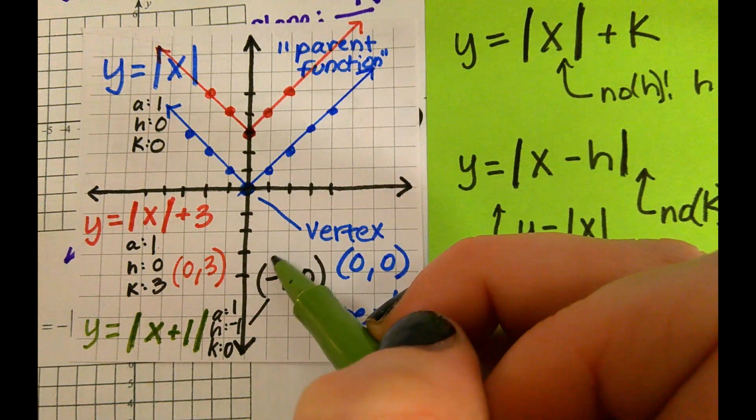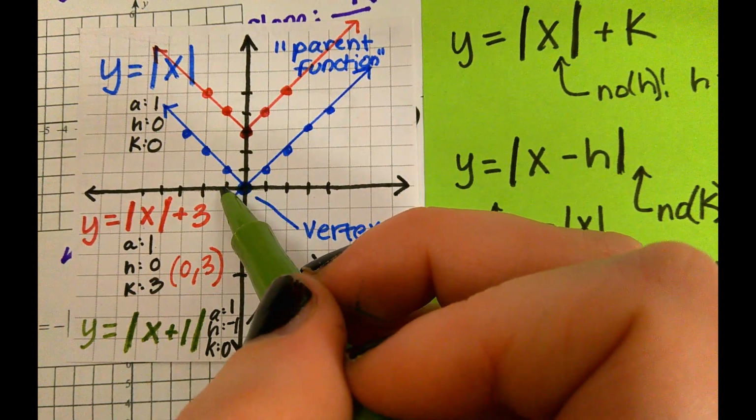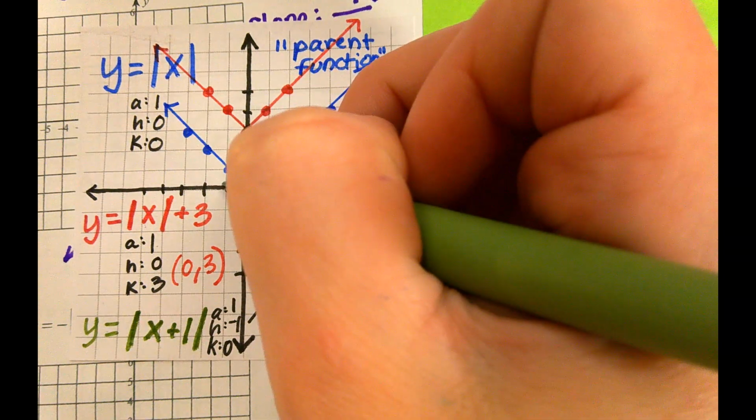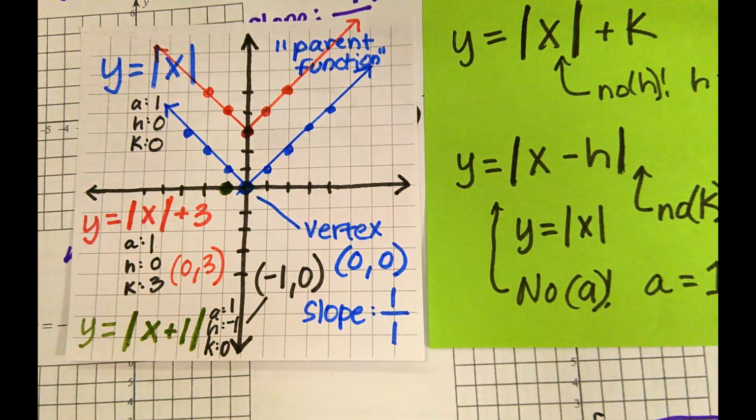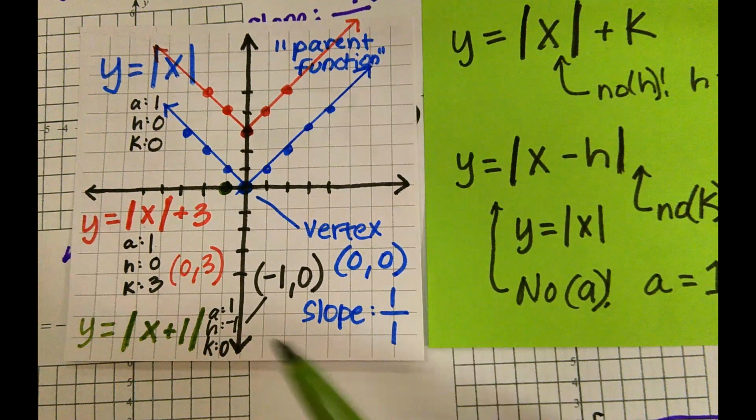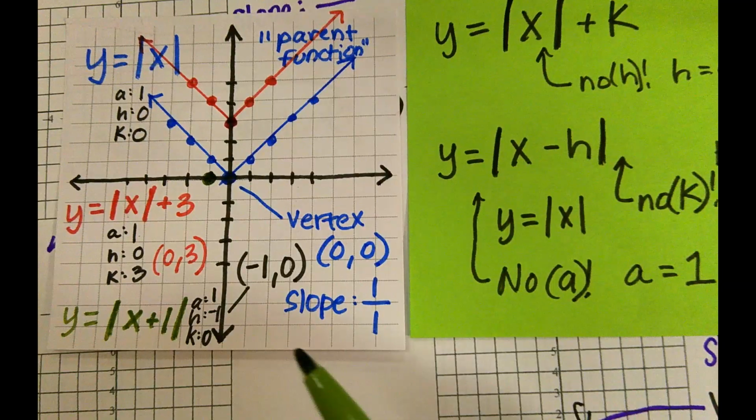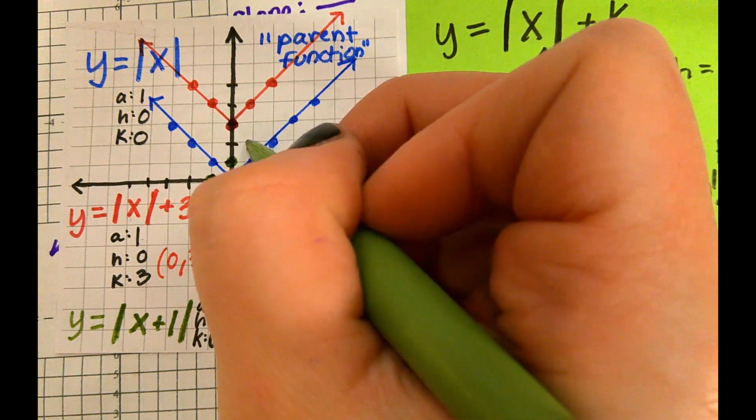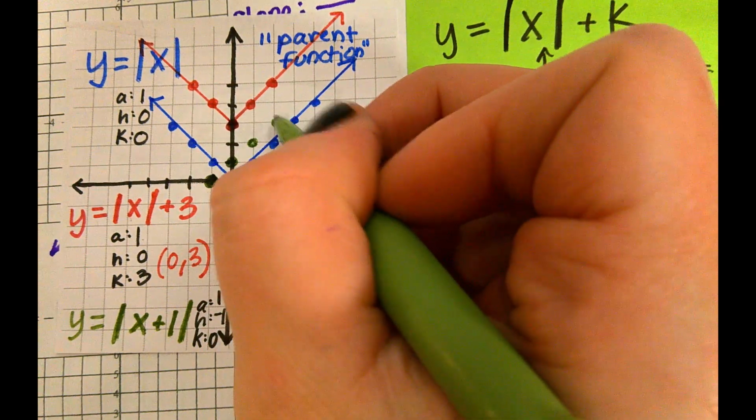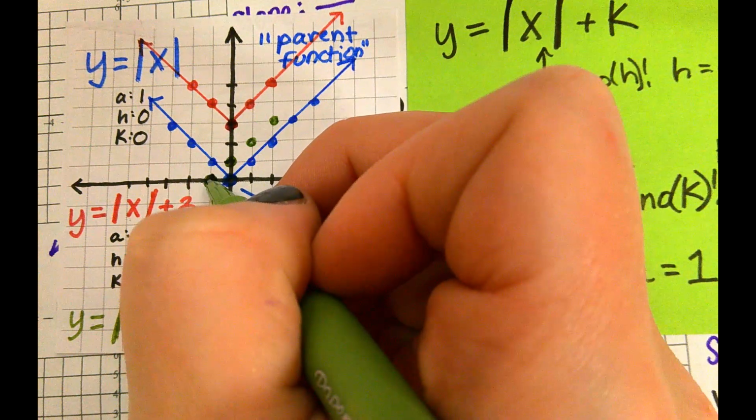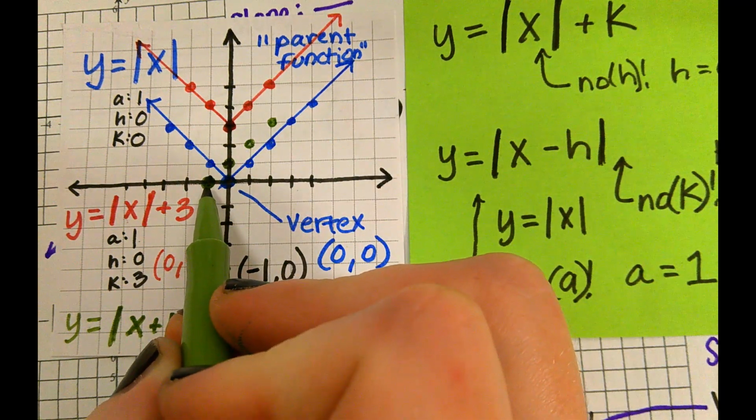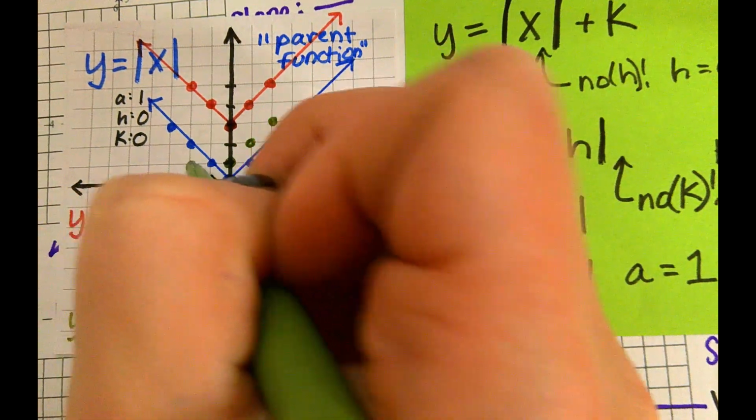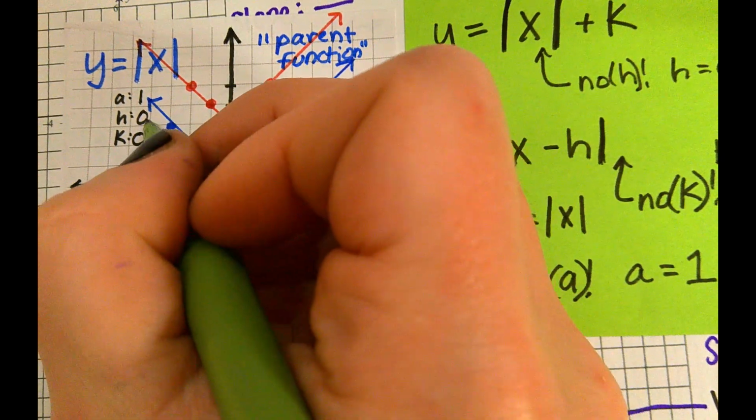-1 for x. We go over here. My y is 0. I'm not going to go up or down. I'm going to stay here. Hop over to the -1. And then my slope is still 1 over 1. So again, up 1 over 1, up 1 over 1, up 1 over 1. I could keep going. Back to the vertex, up 1 over 1, up 1 over 1.